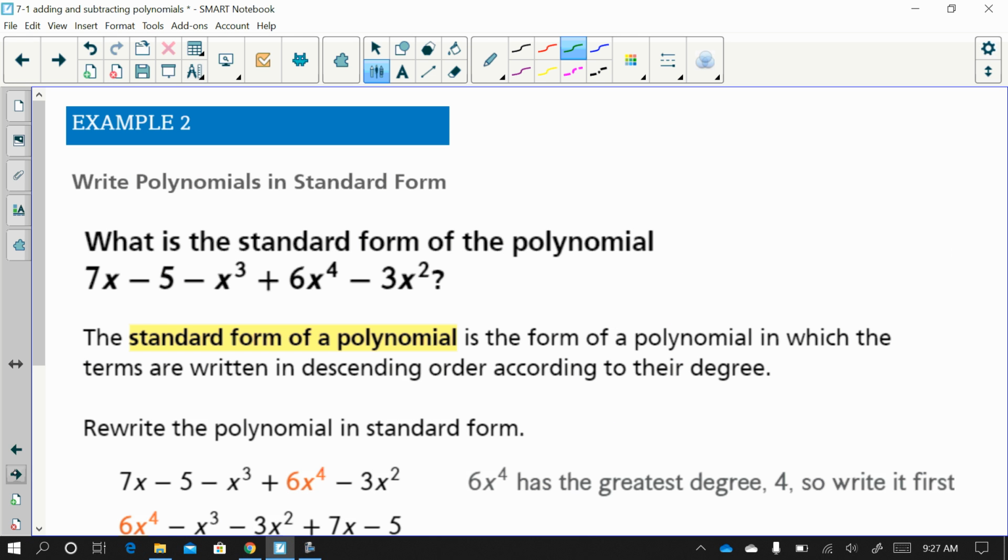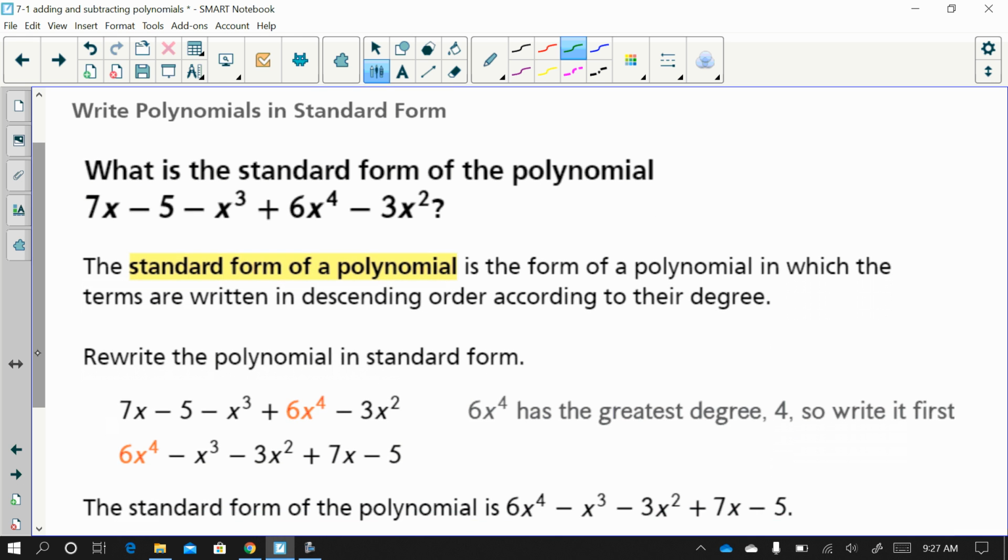Okay, so now we're going to move on to standard form. So we want to know what the standard form of the polynomial 7x minus 5 minus x cubed plus 6x to the 4th minus 3x squared is. So what is standard form? Standard form of a polynomial is the form of a polynomial in which the terms are written in descending order according to their degree. Descending means go from greatest to least. So I'm looking for the one with the biggest exponent first.